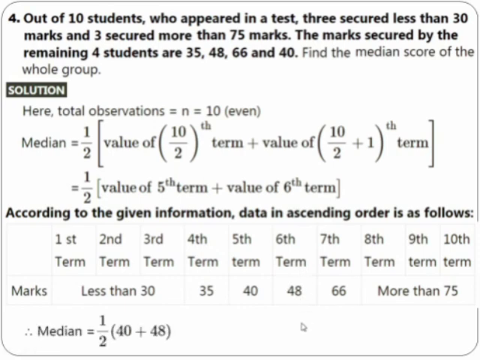So that's why your median will be half into the value of the fifth term, that is 40, plus the value of the sixth term, that is 48. So 40 plus 48 is 88. So 88 by 2 turns out to be 44. Okay, so you may pause the video and note down your solution.